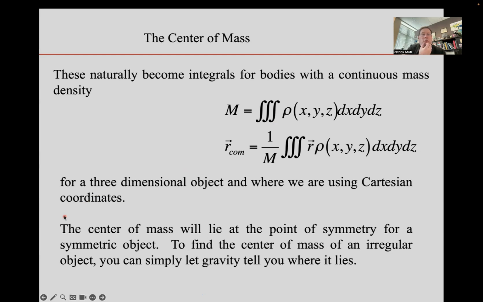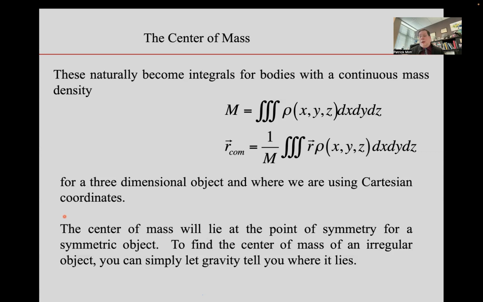If I have a uniform object, we have some intuition about this. The center of mass is going to have to lie at the point of symmetry for the object. So if I have a ball and the ball is uniform mass density, then the center of mass has to be the geometric center. If I have a square as a two-dimensional object and it's uniform mass density again, then the center of mass is going to have to lie at the geometric center.